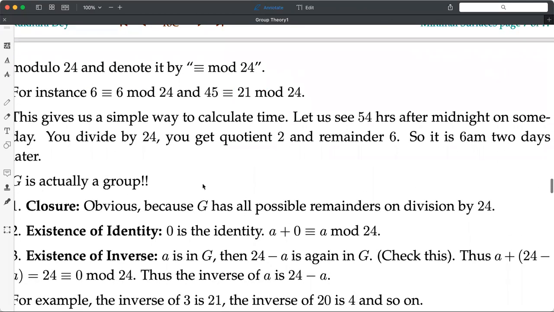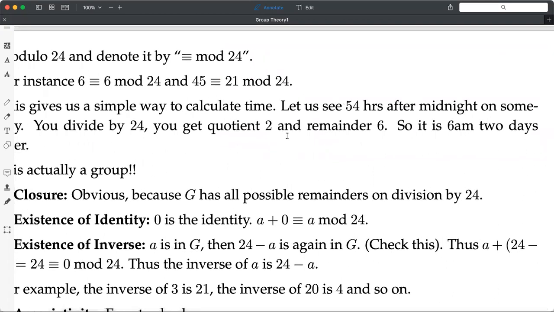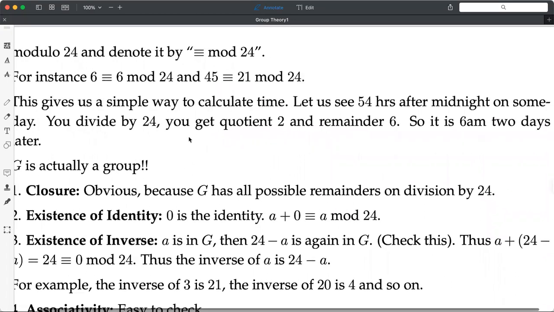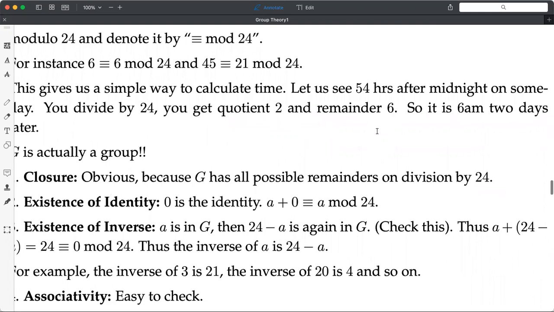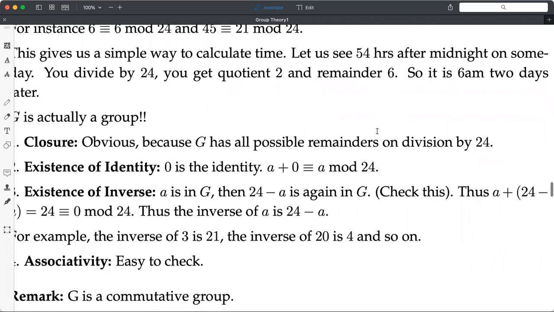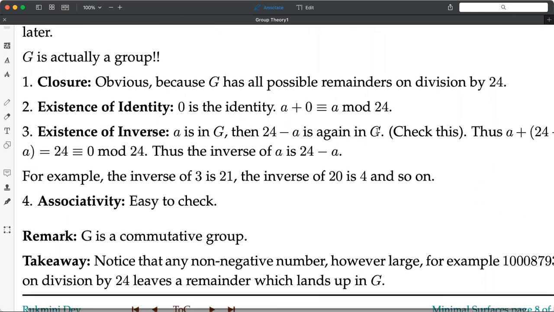This gives us a simple way to calculate time, for instance. Let us see what is 54 hours after midnight on some day. You divide by 24, you get quotient 2 and remainder 6. So that means it's 6 a.m. 2 days later. And this G is actually a group.